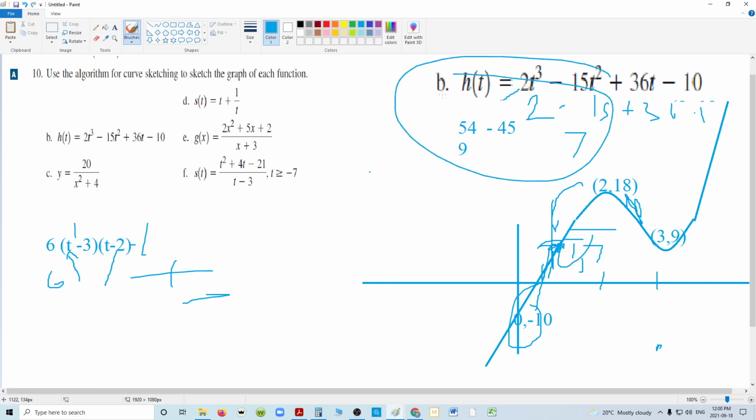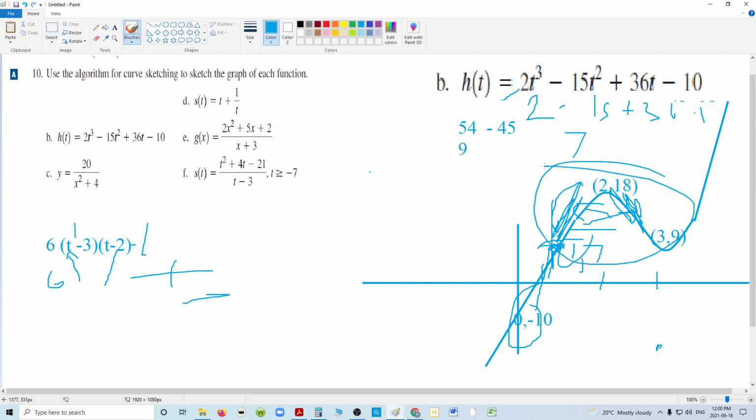So if you didn't know how to take second derivatives, you just use first derivatives on either side to see that the slope's going up on this side and down on this side, which will tell you if it's a max or a min.